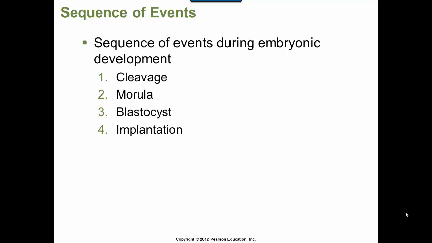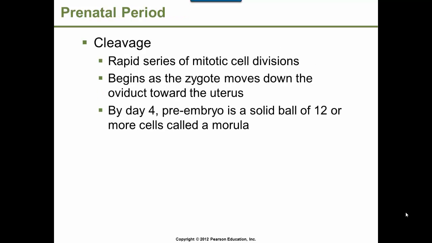The sequence of events during pre-embryonic development includes cleavage, morula, blastocyst, and implantation. Cleavage occurs about 1 day after fertilization, and during cleavage, the single-cell zygote becomes a pre-embryo, first consisting of 2 cells, then 4 cells, then 8 cells, then 16 cells, and so on.